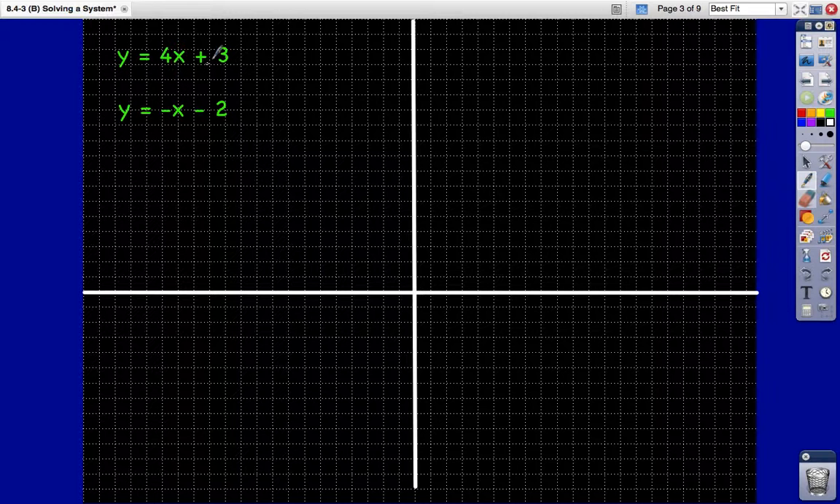So I'm going to quickly graph this top equation. I'm going to first start with the y-intercept of plus 3. So I'm going to start there at y is 3. Then I'm going to use the slope to graph more points. So my slope is 4.